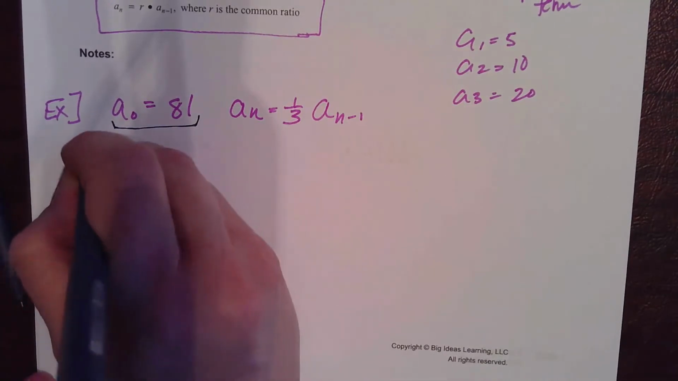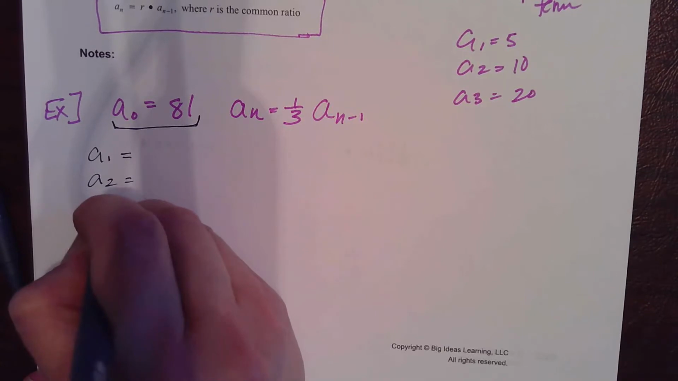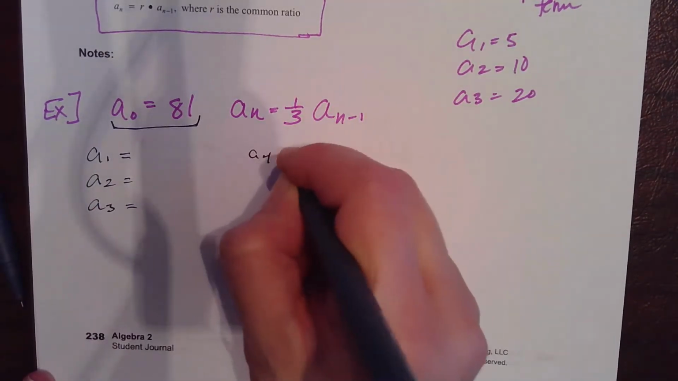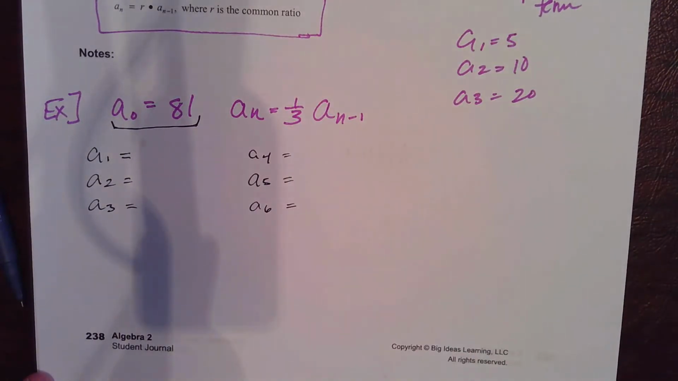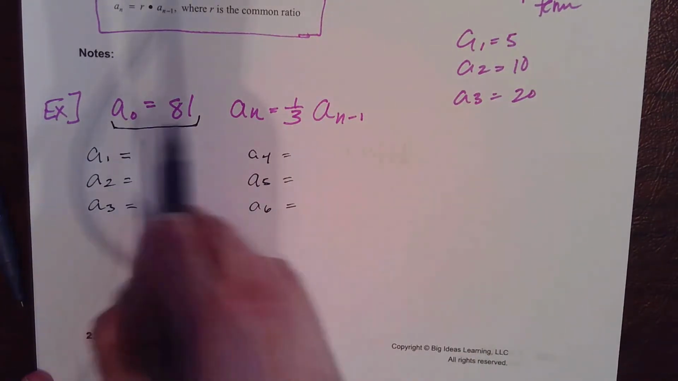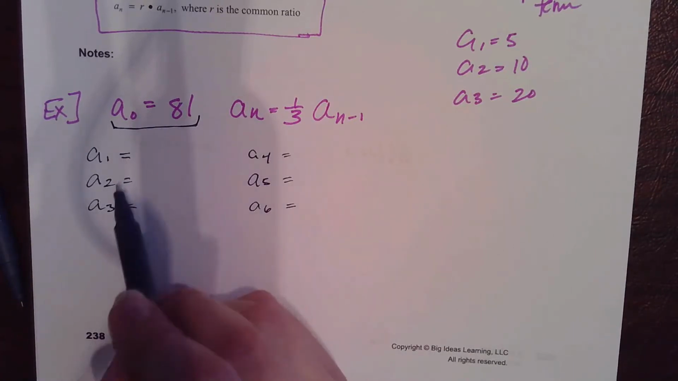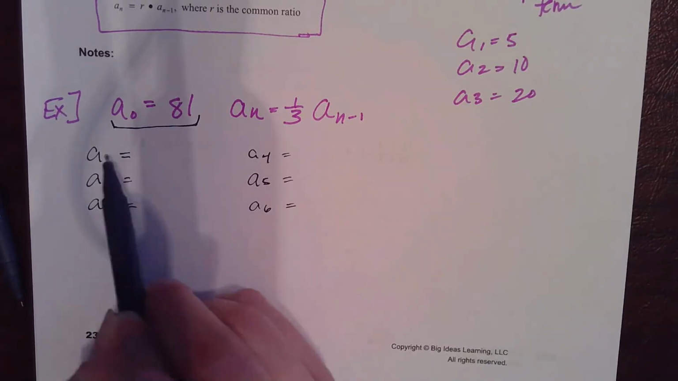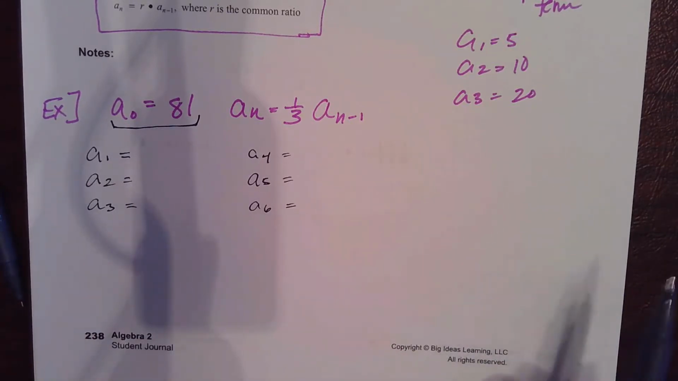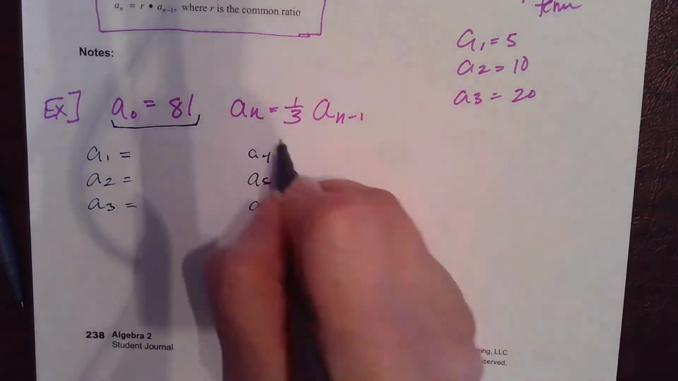The first 6 terms literally means a sub 1, a sub 2, a sub 3, a sub 4, a sub 5, and a sub 6. So that's what we're referring to when we say the first 6 terms. We can count this one if we want, but technically if I'm looking for the first 6 terms of my sequence, normally we start at 1 and go to 6.